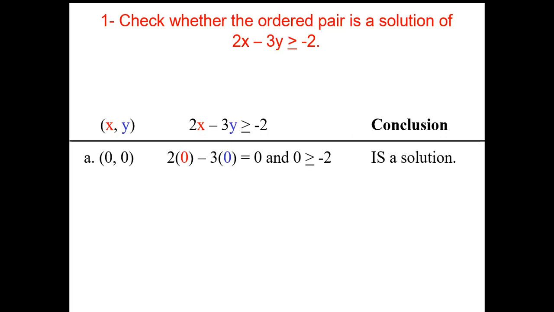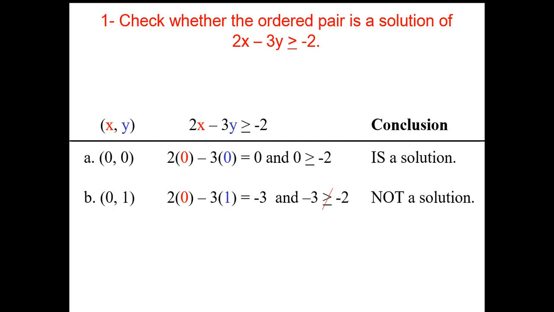Let's try another point. If I replace x by 0 and y by 1, what will I have? Look at me. 2 times 0, 0, minus 3. Minus 3 bigger or equal than minus 2. Is it right that minus 3 is bigger or equal than minus 2? No. So this inequality is wrong. What does it mean? The ordered pair (0, 1) is not a solution. That's it. I replace and I check if it's a solution or not.